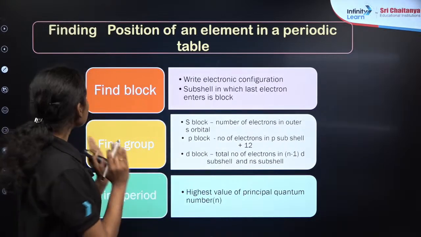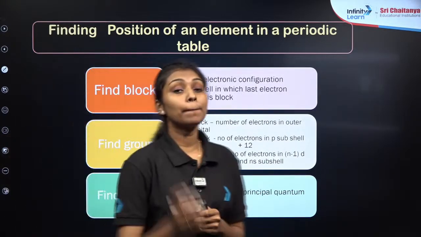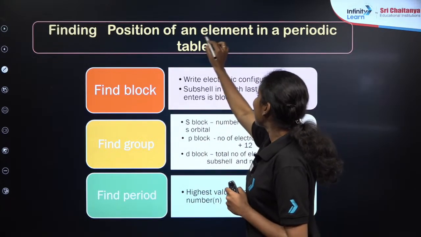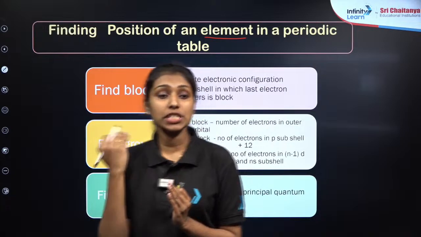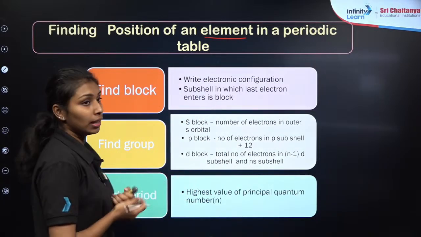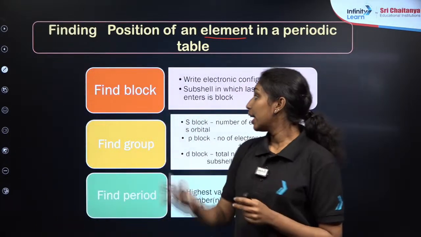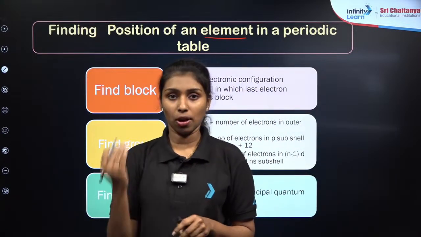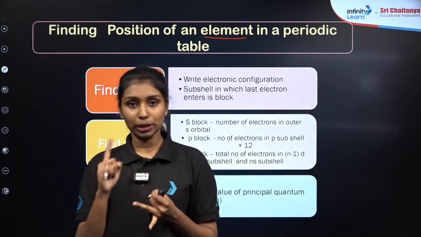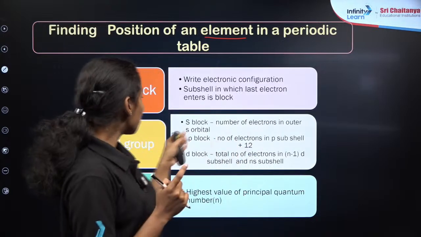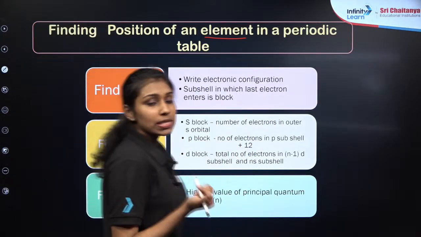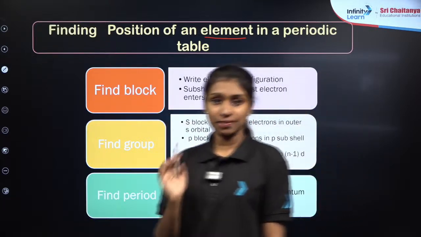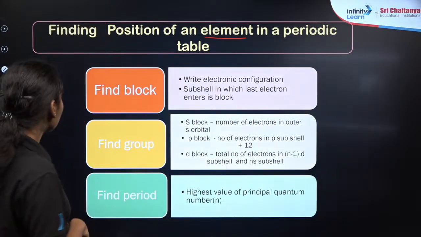Now, let me move to the next topic, that is, finding the position of a particular element in a periodic table. As we already know, in order to find out the position of an element, we first have to find the block, right? In which block it belongs to. Then we have to find out the group number of the particular element. Then finally, we move to the period number. There are some rules or points you have to note to find the block as well as group as well as period. Let us see one by one.